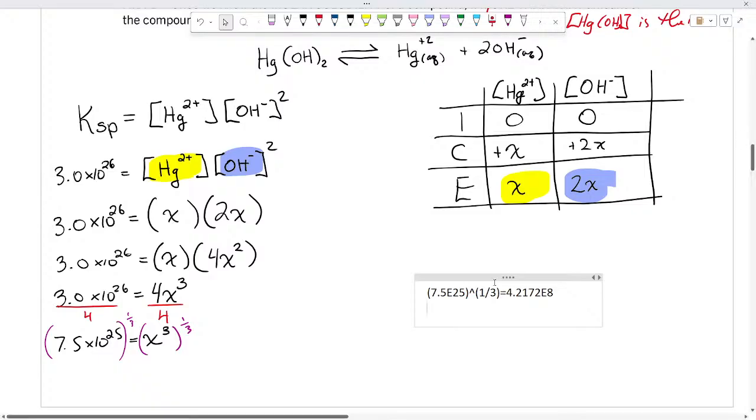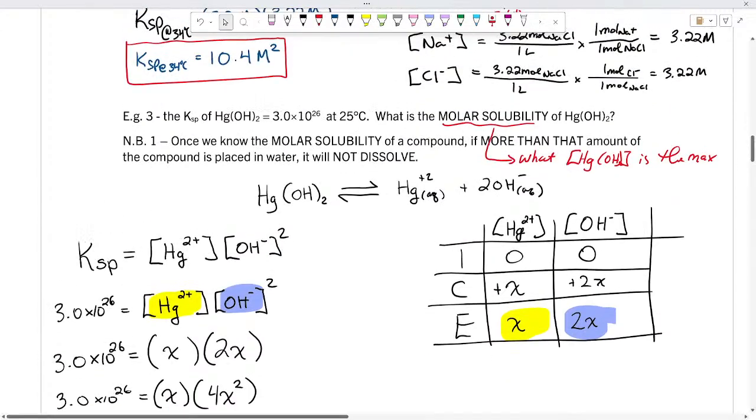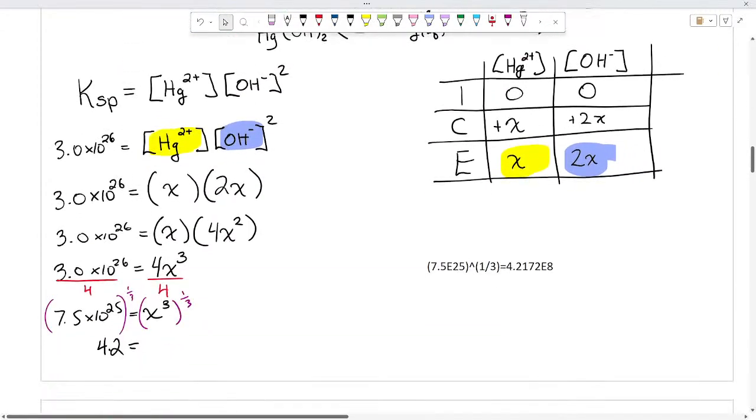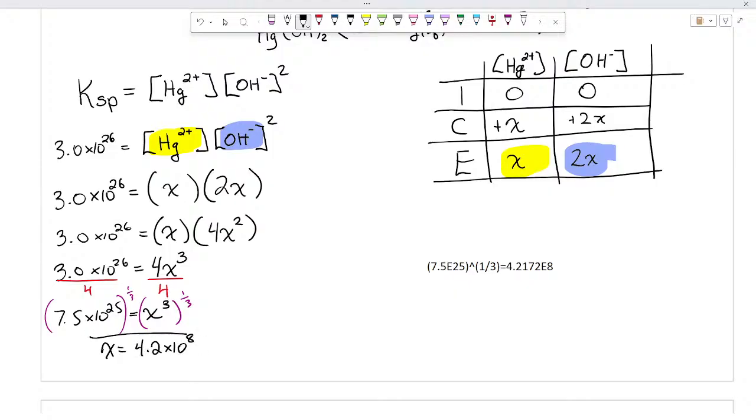All right, so what's our answer? So our answer is 4.2, because we're in 2 sig fig land, right? Times 10 to the 8th power. X equals 4.2 times 10 to the 8th power. And that means 420 million molar. Well, that's very soluble.